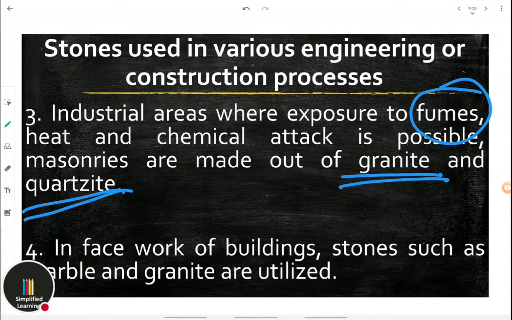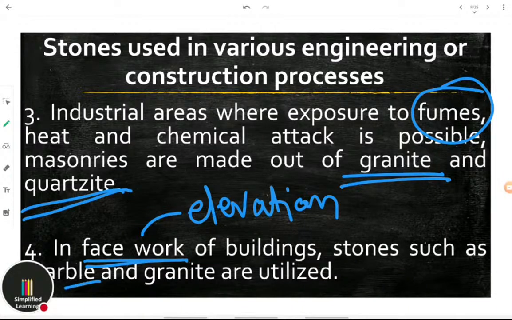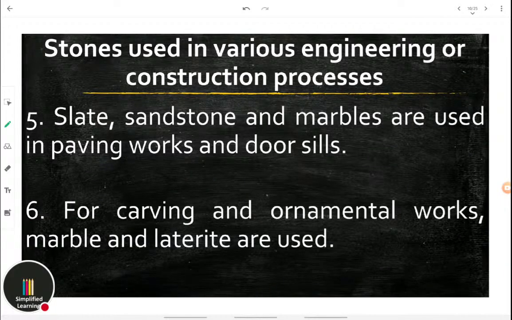Now in face work, when we are saying face work, we are dealing with elevation. Elevation means the frontal, the visible portions of the building, so we are going to use marble and granite there. They should be quite strong as well as have good appearance. That's why when we are going for stone application in face work of the building, we go with marble and granite. Okay, let's move to the next slide. Slate, sandstone and marble are used in paving work and door sills. And for carving and ornamental work, we are using marble and laterite.